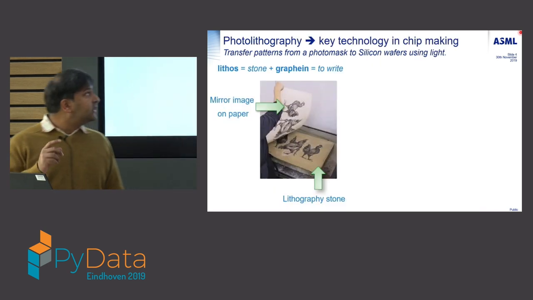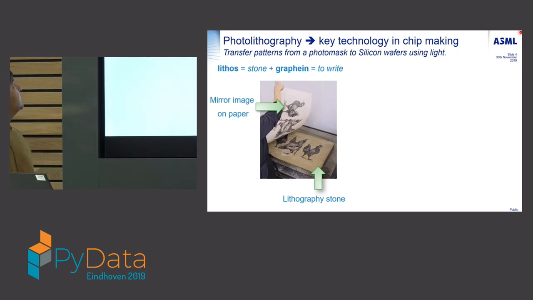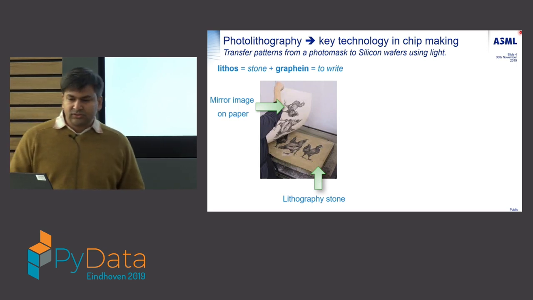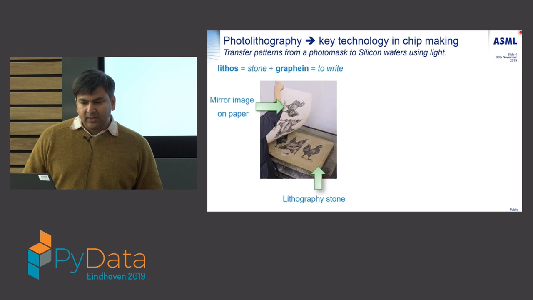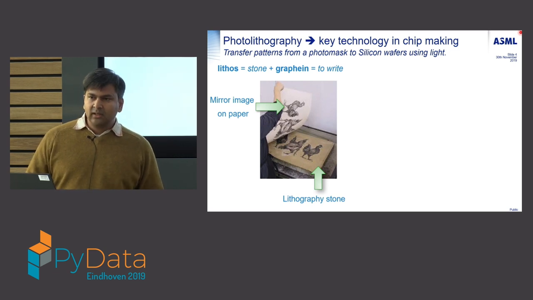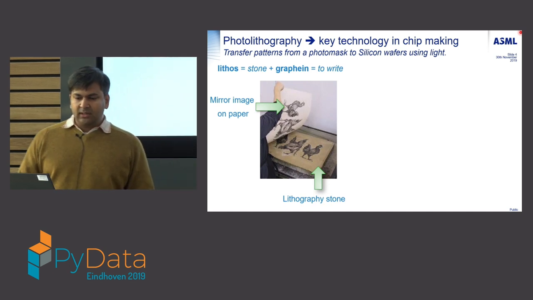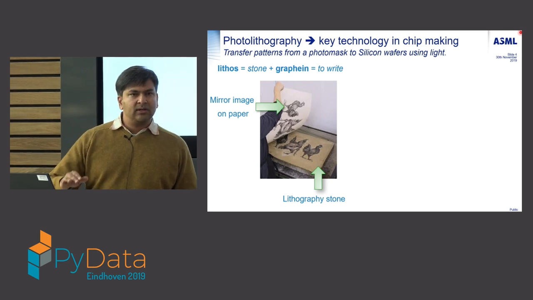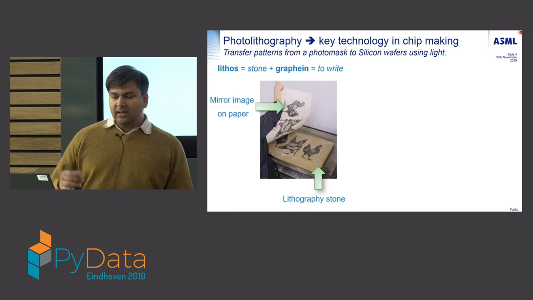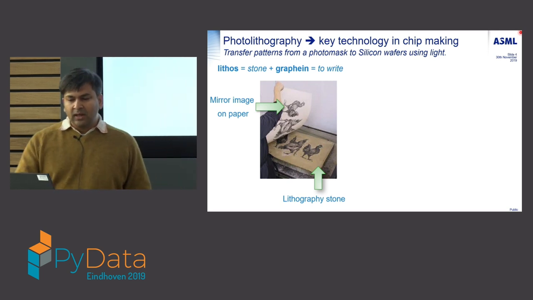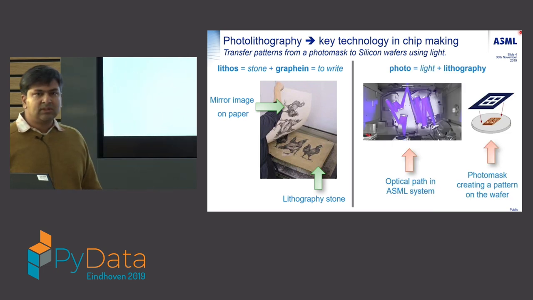Okay, so the key technology that I was talking about is called photolithography. Before I talk about that, the word lithography is derived from two Greek words, lithos, which means stone, and graphein, which refers to writing. So this was a way of printing, predating modern printing technology. You have your lithography stone, which is prepared through a series of steps such that the ink you apply on it selectively sticks to the graphic drawn on it, and therefore can be transferred as a mirror image onto paper when the paper is placed and pressure is applied. And in fact, here at ASML, we do something kind of similar.